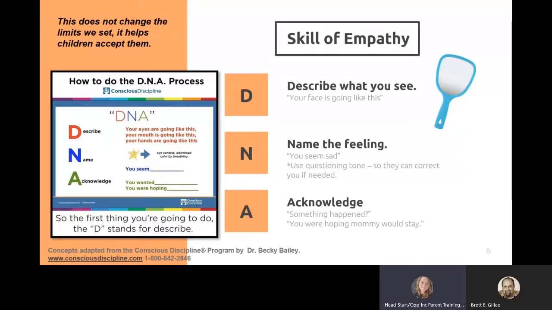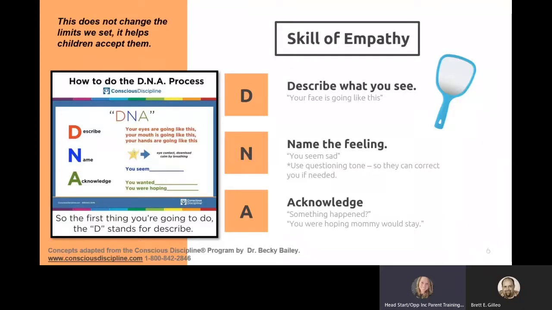It's good to use a questioning tone if you can. So if you're saying that they're feeling a certain way and they don't agree with you, they can correct you and you can really understand what they're feeling. And then the next step is acknowledging. So if you don't know what happened, you can say, oh, something happened, or, you were hoping for this. In the example on there, you were hoping mommy would stay.